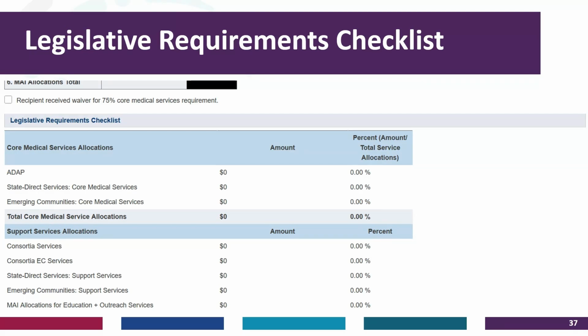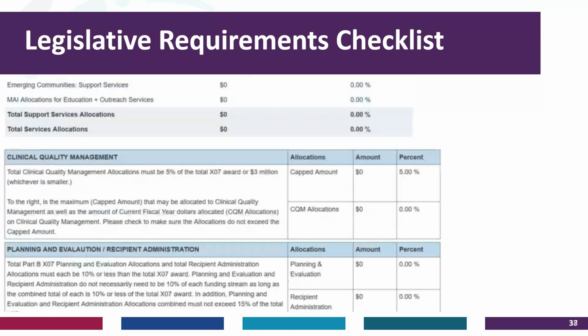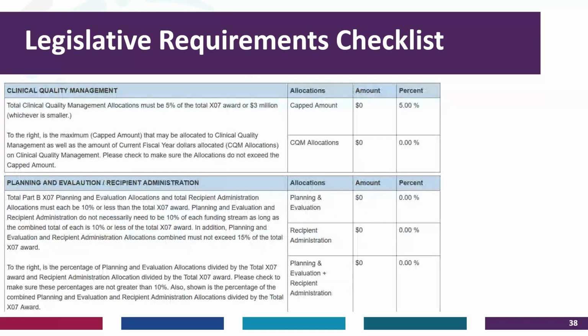The first table that you can use to check for the 75% core medical services requirement. So it'll show your allocations as they relate to that requirement. And then the next box you'll see is for clinical quality management. You can check that your clinical quality management allocations don't exceed 5% of your award or $3 million, whichever is smaller. You can check that here.